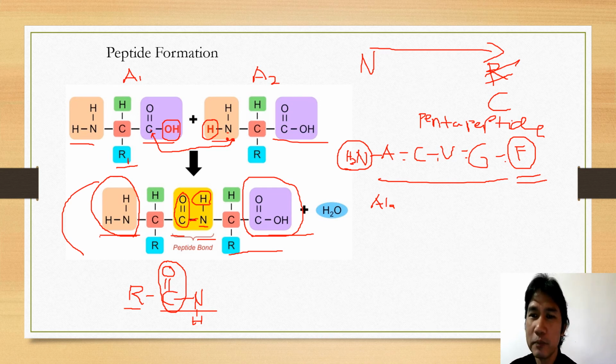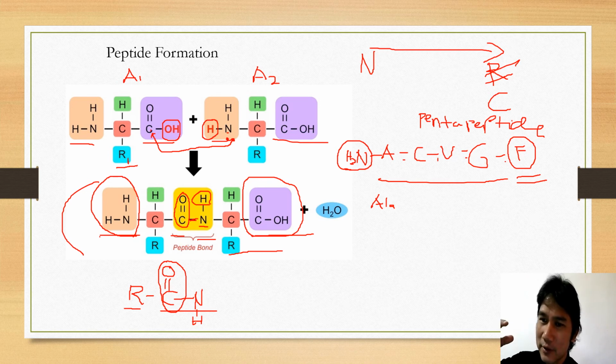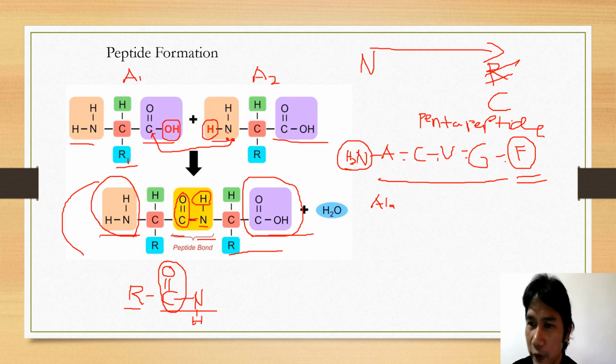Okay, so it's just very easy. The leftmost amino acid is the N terminal, and the rightmost amino acid is the amino acid at the C terminal. N because it has a free amino group. The C terminal is due to the presence of a free carboxyl group.